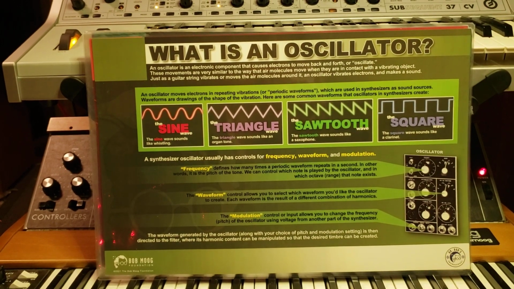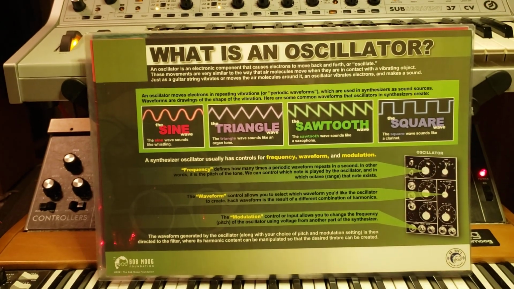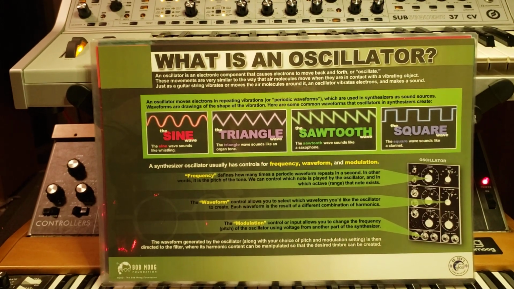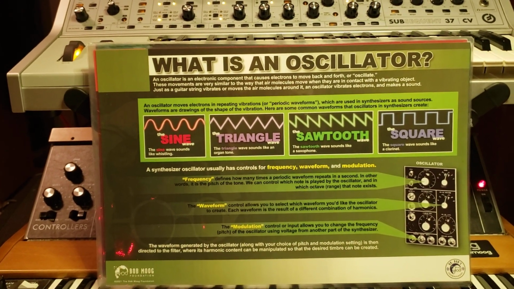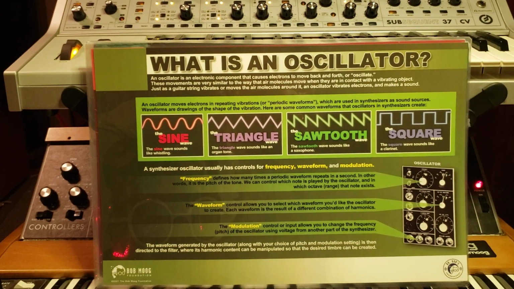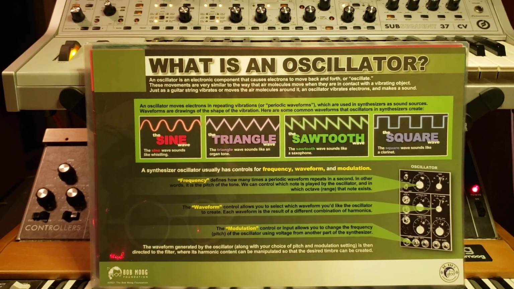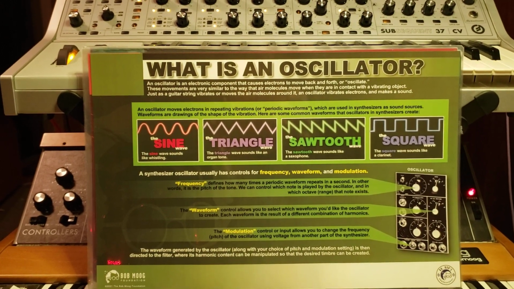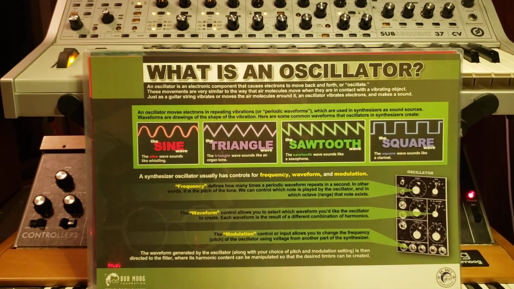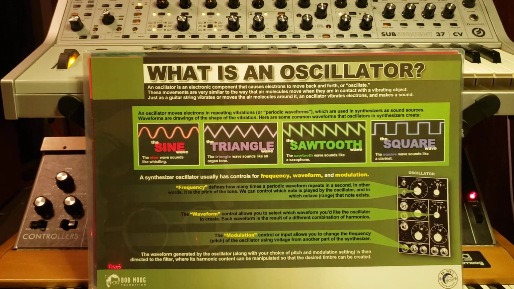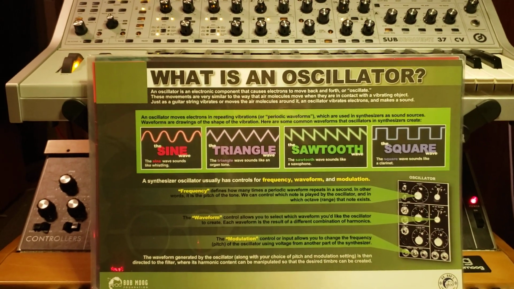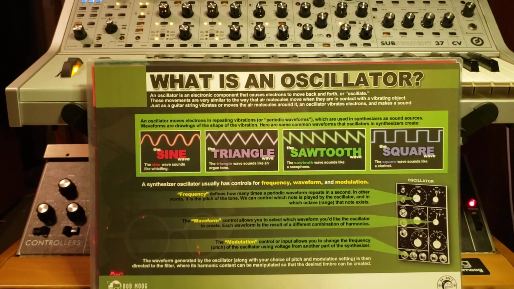We can control which note is played by the oscillator and in which octave range that note exists. The waveform control allows you to select which waveform you'd like the oscillator to create. Each waveform is a result of a different combination of harmonics.